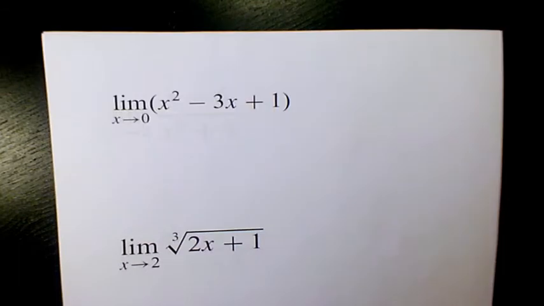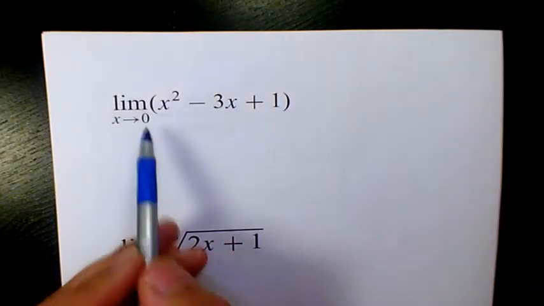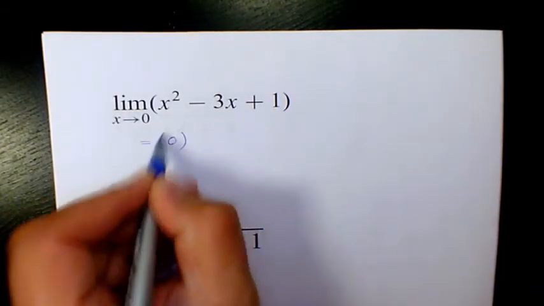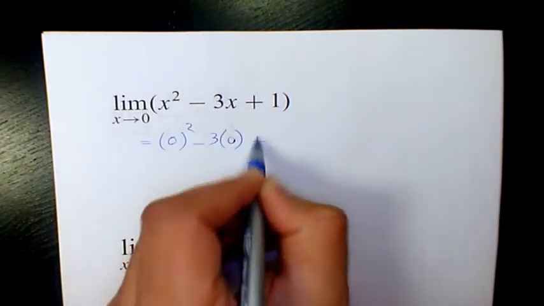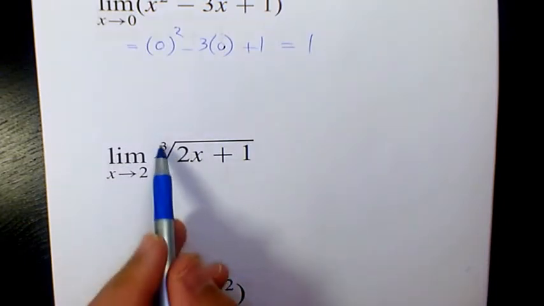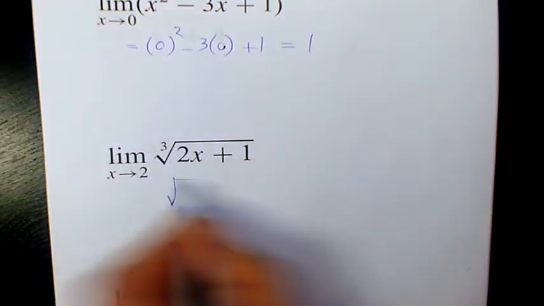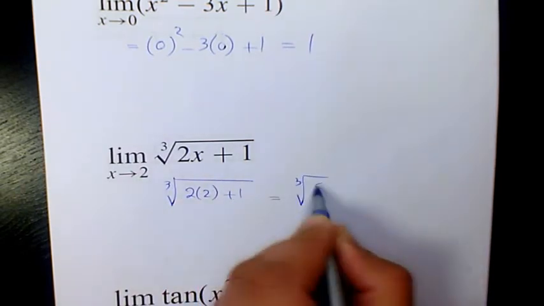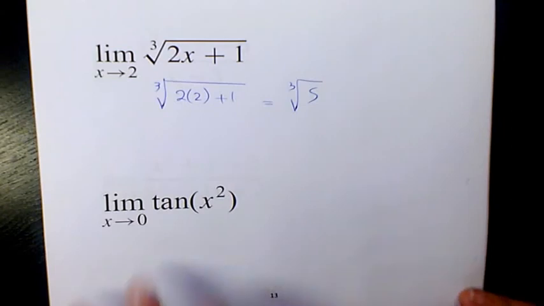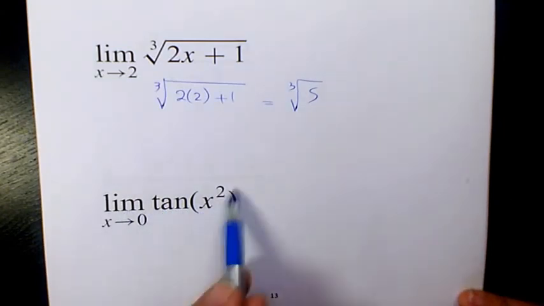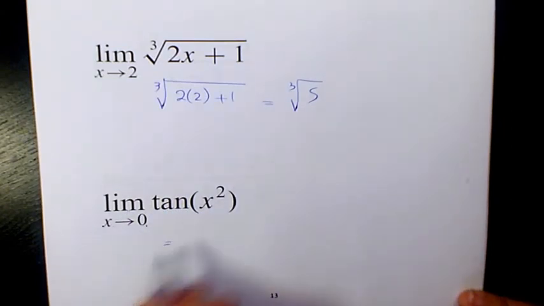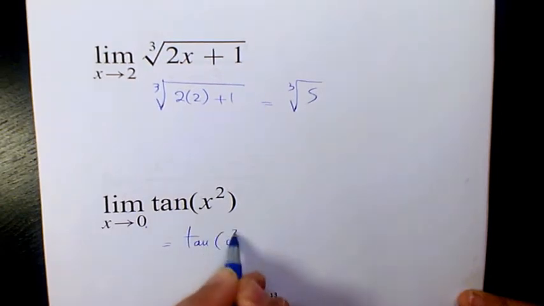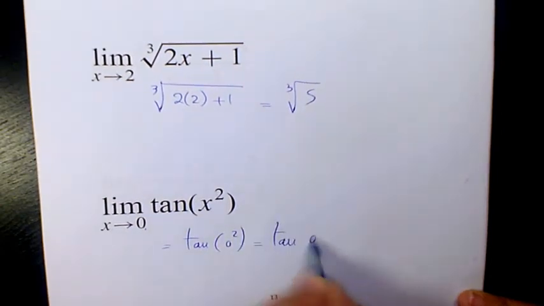Next example. X squared minus 3x plus 1 when x approaches 0. It's going to be 0 squared minus 3 times 0 plus 1. It's going to be just 1. Here, cube root of 2x plus 1 is going to be 2 times 2 plus 1. That's going to be cube root of 5. Next one. Limit of tan of x squared when x approaches 0. It's going to be tan of 0 squared, which is going to be tan of 0, which is going to be 0.